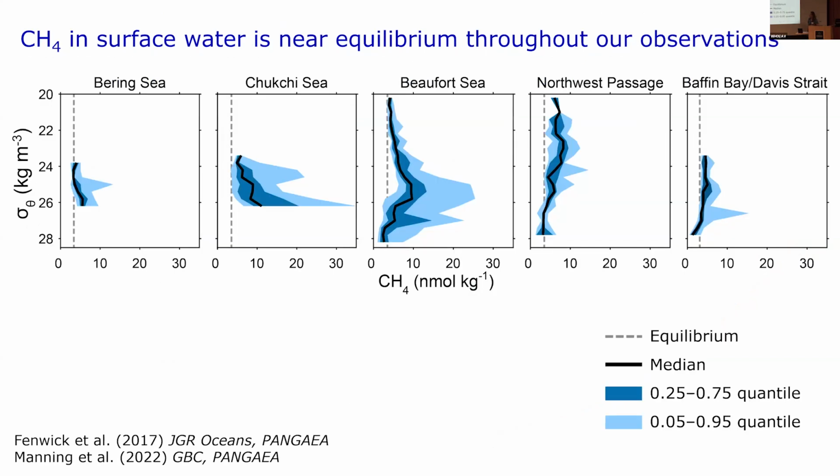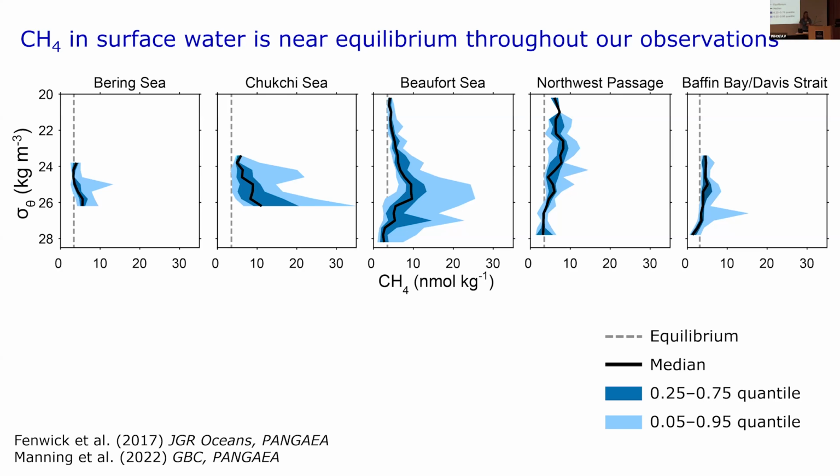So now let's look at the data. Obviously I can't show you all 200 profiles, so what I've done is merge everything regionally, and I've separated it into 5 different regions that we sampled. This is the methane concentration in nanomoles per kilogram on the x-axis, and the y-axis is the potential density anomaly, so that we're grouping similar water masses together. The dashed line here is atmospheric equilibrium, and the black line is the median profile. Based on this, you can see throughout all of our observations, it's very, very close to equilibrium. The highest concentration we saw anywhere is 15 nanomolar, whereas Shakova was reporting values up to 400 nanomolar.